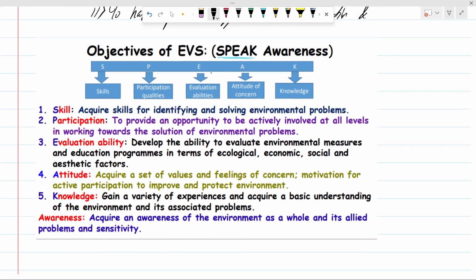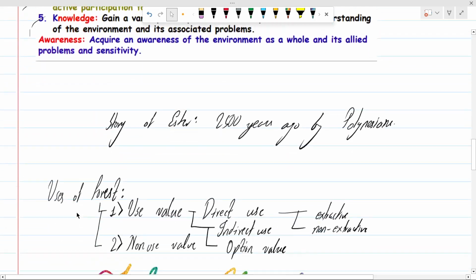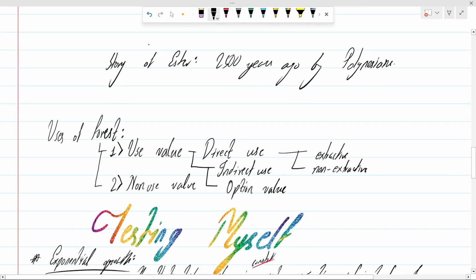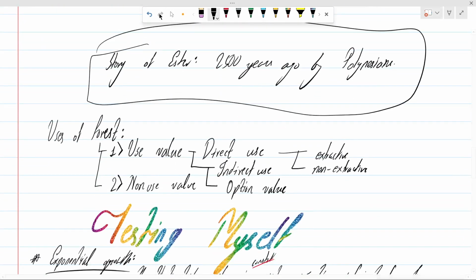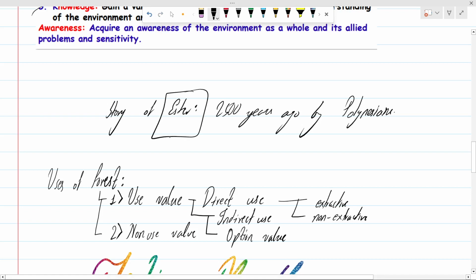Now the objectives of EVS are SPEAK: skill, participation, evaluation, ability, attitude, knowledge. I don't think this will come in the exam, but it might. So, the story of Easter. Do you know the story of Easter? Easter is an island.